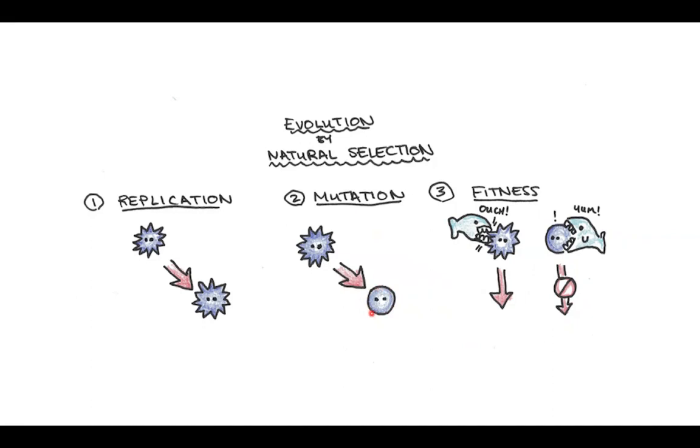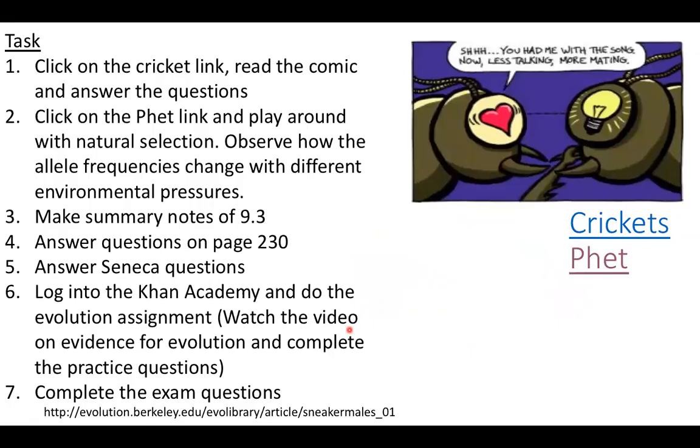Had it been an advantageous one, then it would be kept in the gene pool, because this organism would be able to go on and reproduce, and thereby increase the allele frequency for that particular allele. Okay, so what do I want you to do with this information?